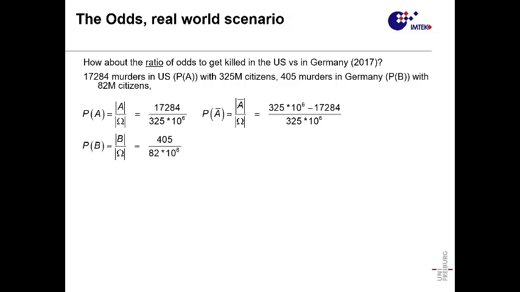And then you can do the same thing for Germany. So we're assuming here A is USA, B is Germany. And then for Germany, 400 people were killed over the total population of Germany. And then 1 minus that would be the total population of Germany minus the murders over the total population. So that's what we have now: the probability to be killed and not killed in both countries.